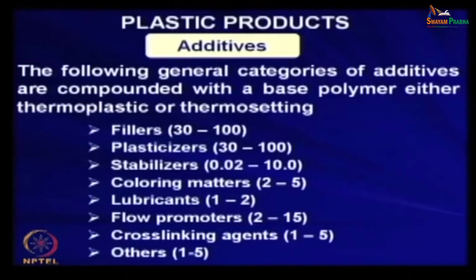So, here you see this stabilizer is used in very small quantity, here it is shown 0.02 to 10 parts. Sometimes one part is sufficient, sometimes two parts is sufficient, sometimes less than one part is sufficient. Lubricants 1 to 2 parts, flow promoters 2 to 15 parts, cross linking agents 1 to 5 parts, and other miscellaneous ingredients maybe 1 to 5 parts. Okay. So, this is known as a formulation, a product formulation recipe.